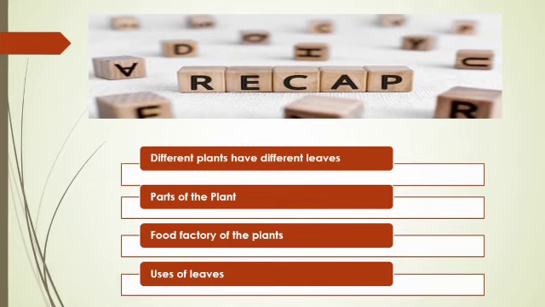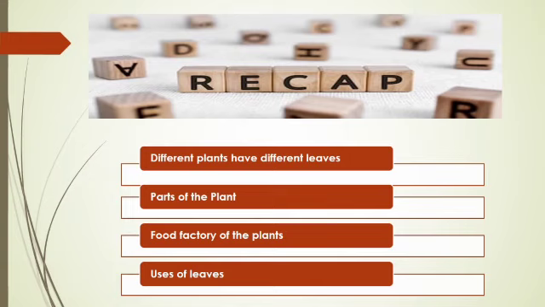Some leaves are rough and some leaves are soft and smooth to touch. Most of the leaves are green in color due to the presence of chlorophyll. Yes, chlorophyll is a pigment which gives the green color. Some leaves are also purple, red, or yellow. Some leaves change their color with a change in the season.